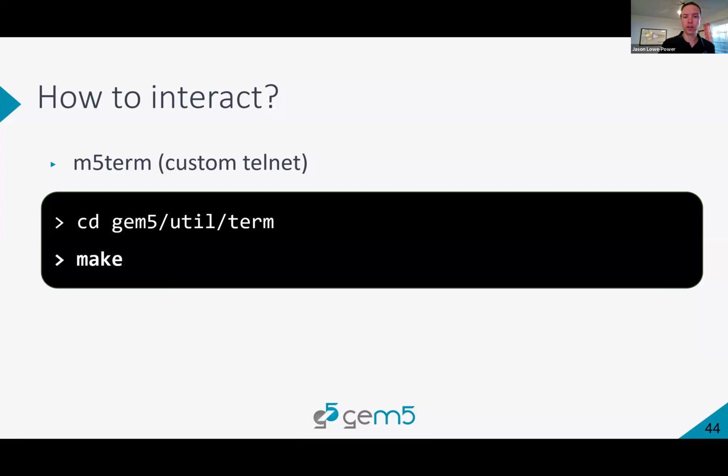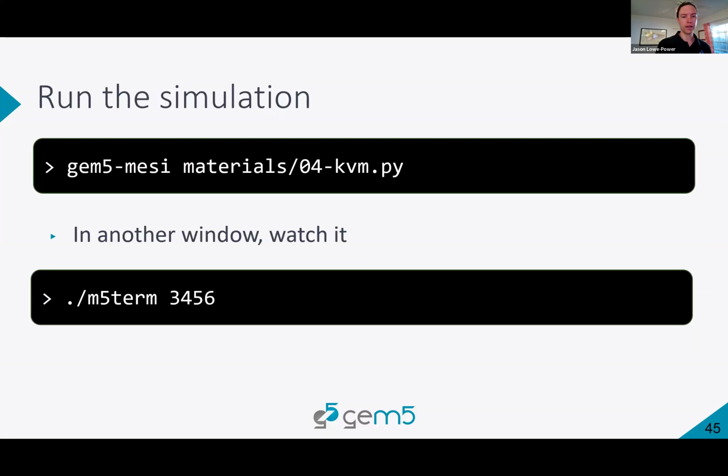So we talked about the m5term. In order to connect to it, the default port is 3456, or if you have a bunch of gem5s running, you can increment that: 3457, 3458, etc.